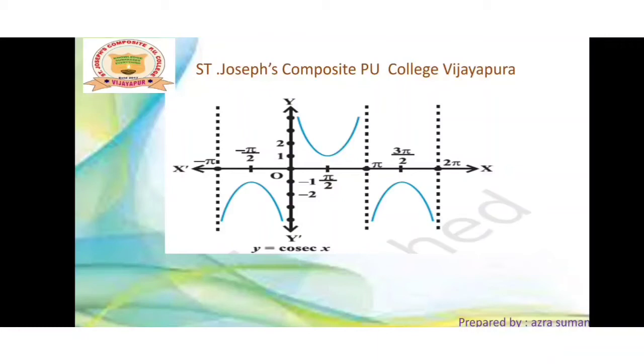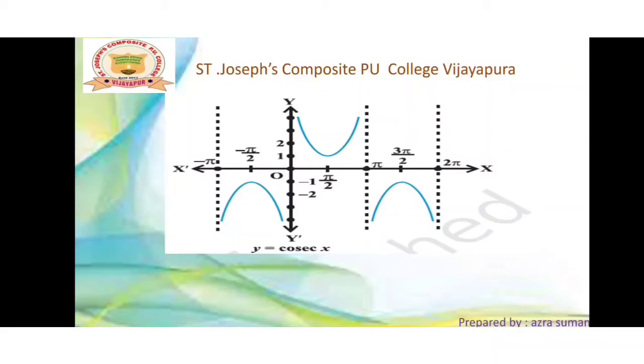When we put n pi in place of x, obviously we get infinity, that is 1 upon 0 gives you infinity. So at n pi the function is not defined, so except n pi we have all the real numbers.